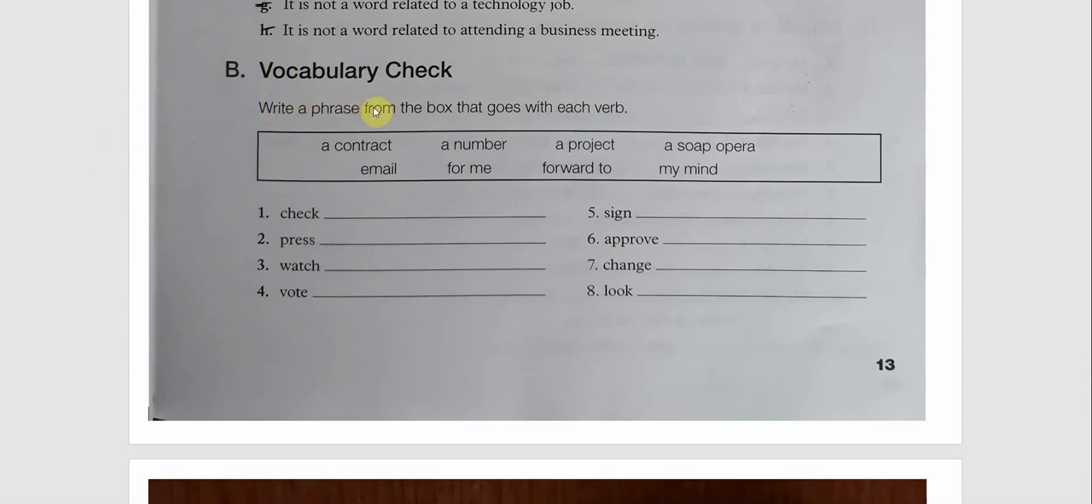All right, write a phrase from the box that goes with each verb. So we have check, press, watch, vote, sign, approve, change, and look. All right, so let's see here. Which one do you think goes with check? All right, so probably it is check email. And press, let's see here, what do you think? Press a number.